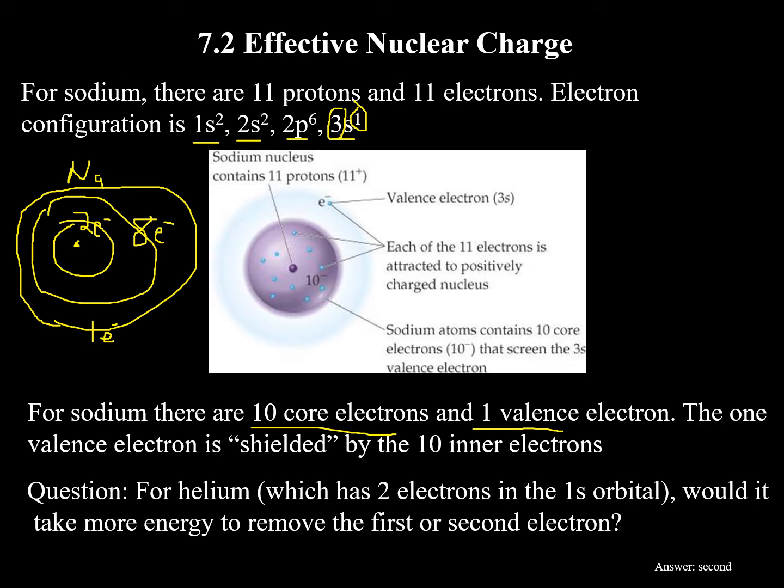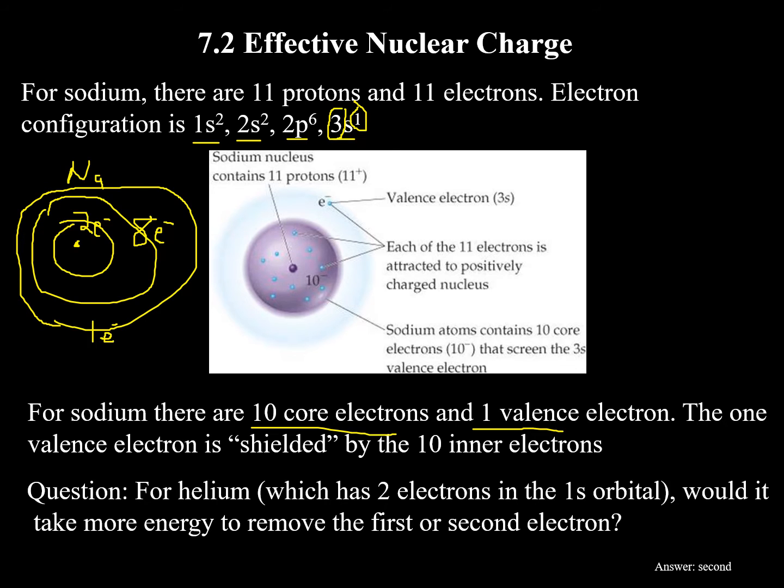We can also say the 1 valence electron is shielded by the 10 inner electrons. It blocks some of the positive charge in the nucleus. So a question to you, for helium, which has 2 electrons in the 1s orbital, would it take more energy to remove the first or second electron?